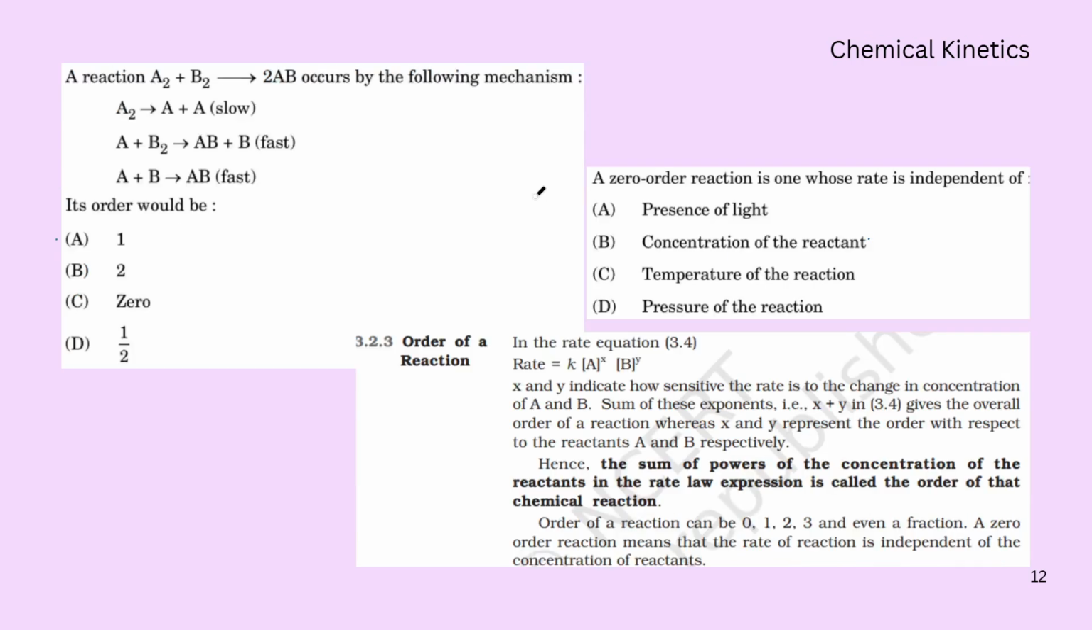All right, the next one. Again, a reaction A2 plus B2 gives rise to 2AB and occurs by the following mechanism. So you've been given the first step, second, and third step. It occurs by 3 steps. What is the order of this reaction?